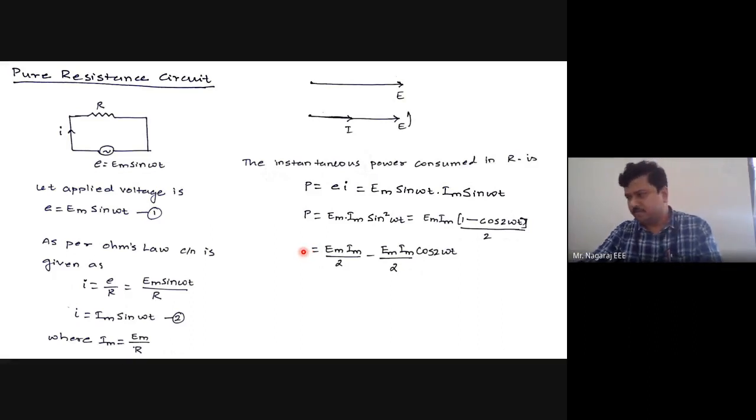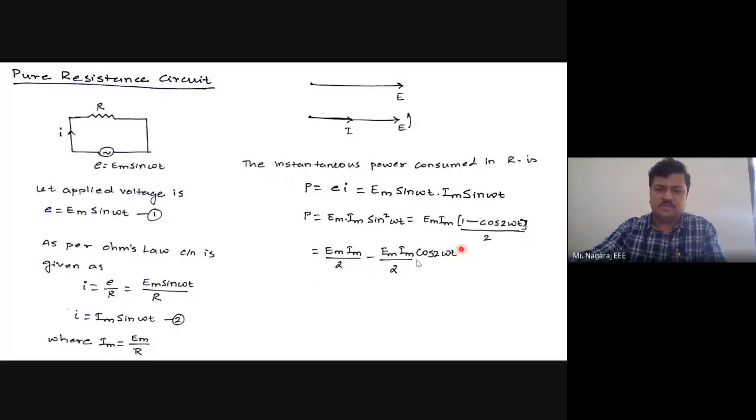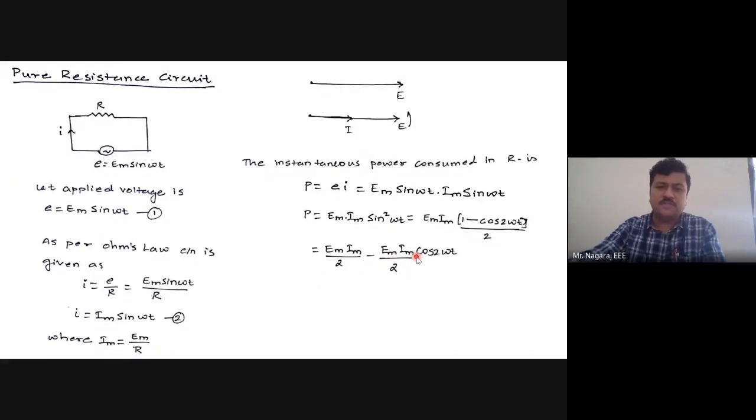Power is not a vector. Whether it is electrical power, mechanical power, whatever power, power is always a scalar quantity. It does not have direction. Now this equation consists of one scalar quantity and one vector quantity. Now which is scalar, which is vector? We know that Em Im by 2 is a term which is constant unless I vary the magnitude of the voltage.